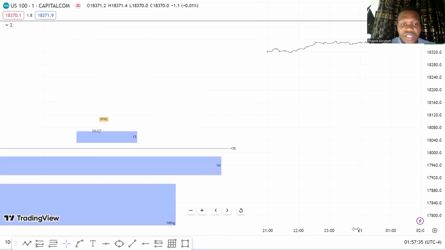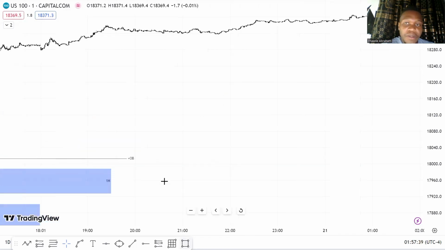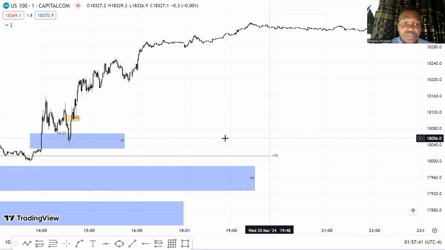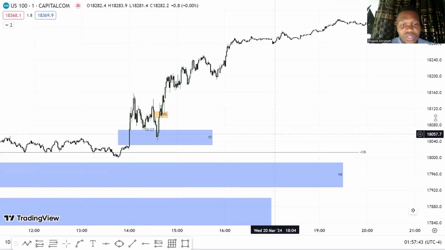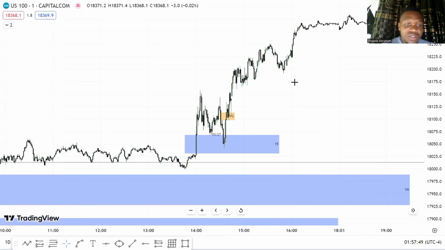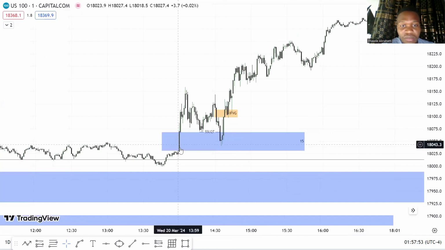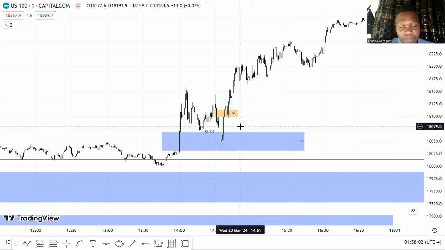So we are looking at engaging after the FOMC. Okay. So you know our target will be the buy side liquidity resting above there. But if you have a good risk to reward before that, you can exit. Okay. So this was the FOMC move right here by 2 o'clock New York time. Yeah, this is a quick move, and this is a 15-minute fair value gap here. So this I would have engaged from here.